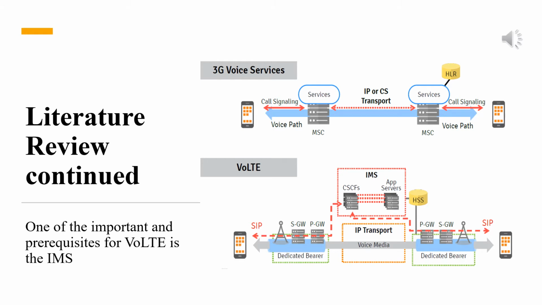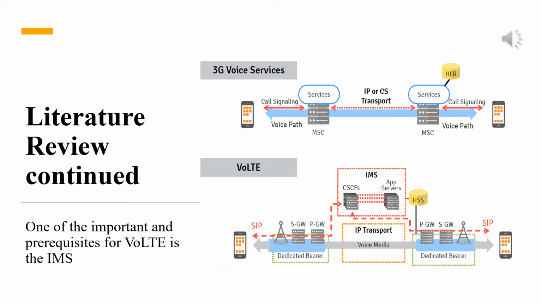So in the LTE, the call is going from the UE, the user equipment or phone, to the IMS. IMS means IP multimedia subsystem. Then it's going from the IMS to the HSS. HSS means home subscriber server. So in the 3G, the call is going to the HLR, but in the LTE, the call is going to the HSS, home subscriber server.